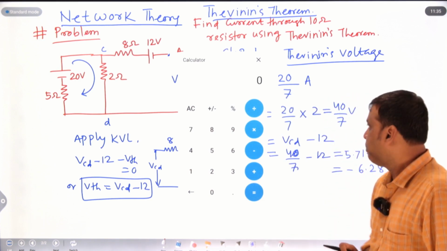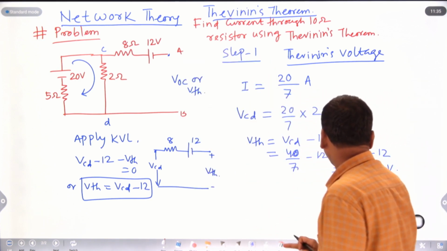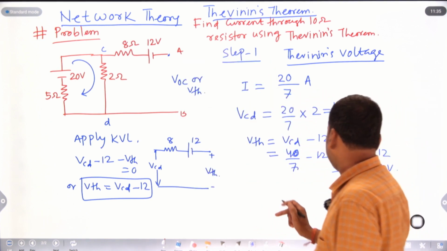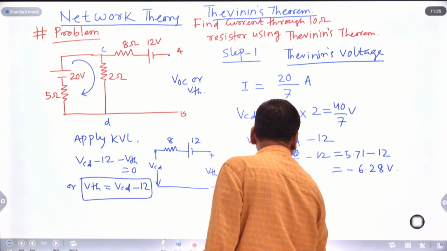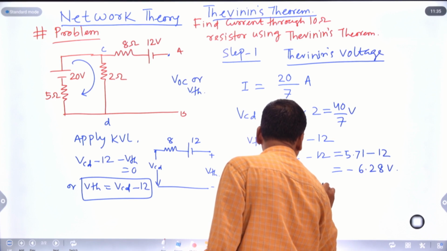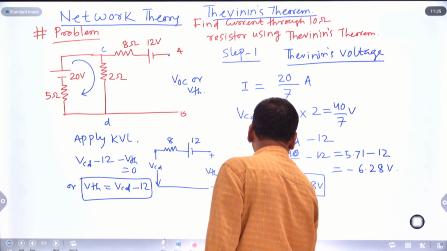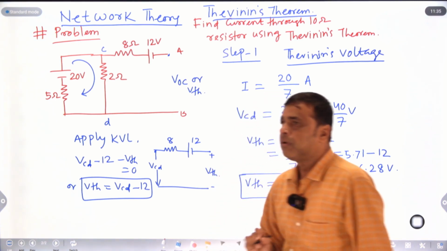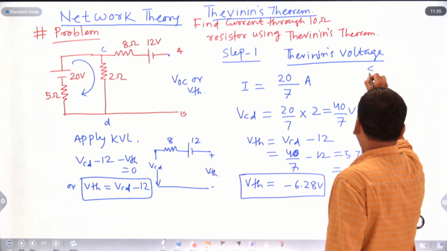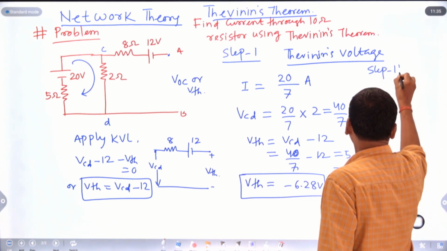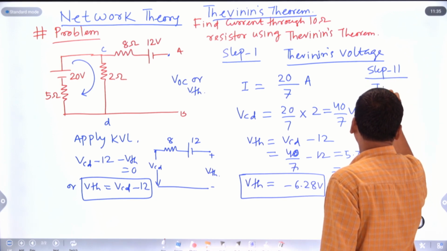So VTH equal to minus 6.28 volt. That is your Thevenin's voltage. Okay. Then come to RTH. In step 2, calculate RTH.